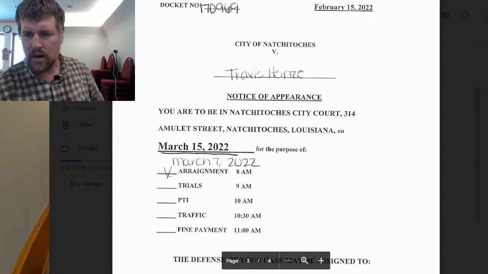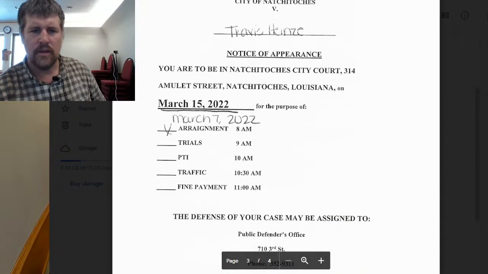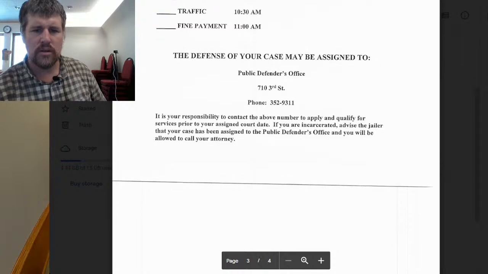What happened to your car while you were in jail? Did they tow it? Yeah, it was stored at a friend's house.